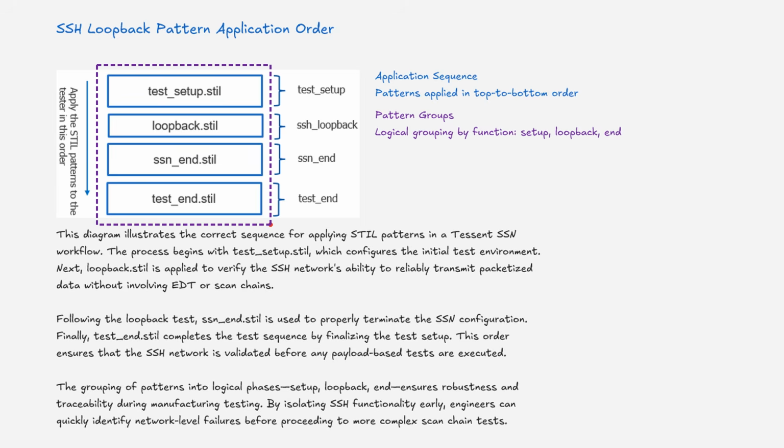This order ensures that the SSN network is validated before any payload-based tests are executed. The grouping of patterns into logical phases, setup, loopback, end, ensures robustness and traceability during manufacturing testing. By isolating SSN functionality early, engineers can quickly identify network-level failures before proceeding to more complex scan chain tests.